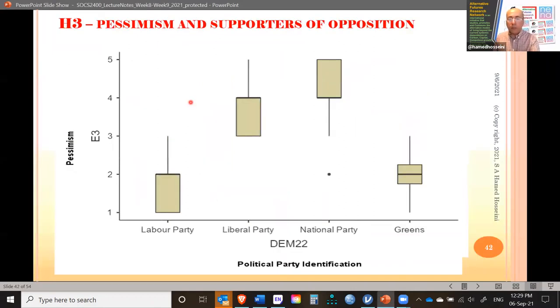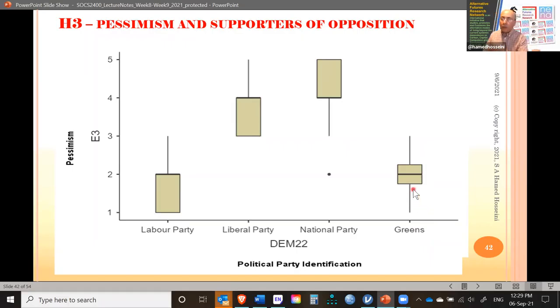Okay, this is another one. For instance, the political party preferences and pessimism, and you can see those who are voting for Labour Party are much less pessimistic. Those voting for Liberal and National are more pessimistic, and those voting for Greens are a bit less pessimistic. Remember, we had a hypothesis.